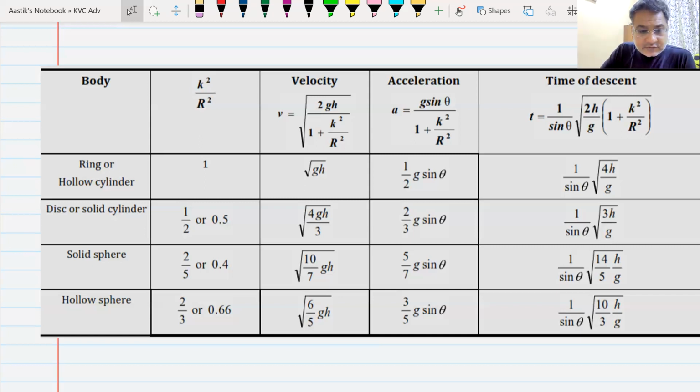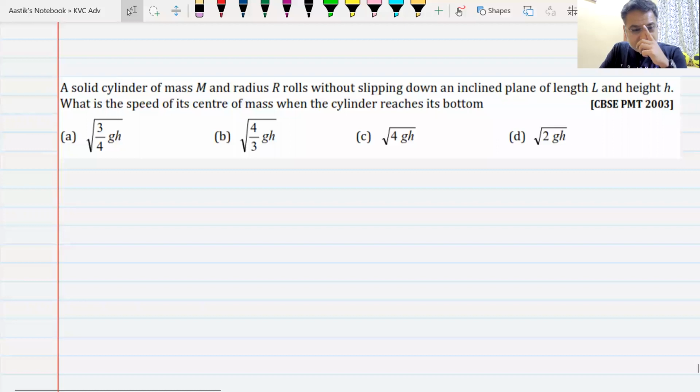That takes us to a very simple question. A couple of questions just to reiterate that these are the type of questions that can come. So this is the question. A solid cylinder of mass m and radius r rolls without slipping along an inclined plane of length L and height h. What is the speed of the center of mass when it comes down? I'll give you 2 minutes.